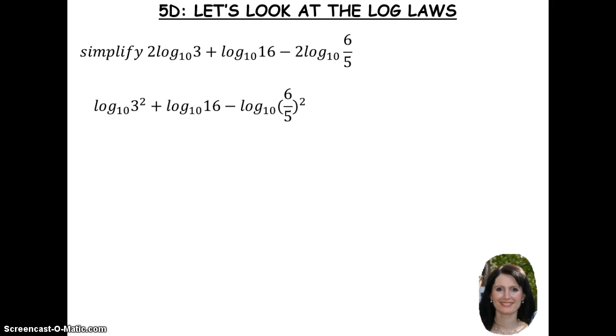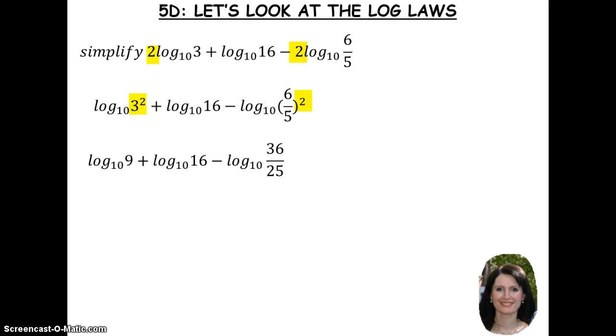What we want to do for a start is put it so that we don't have anything in front of the log base 10. So, for 2 log base 10 of 3, let's change that to log base 10 of 3 to the power of 2. Log base 10 of 16 stays the same, and then for negative 2 log base 10 of 6/5, we take the 2 as well and put it as a square. So we get log base 10 of (6/5) to the power of 2. Now we have gotten rid of those 2's out the front.